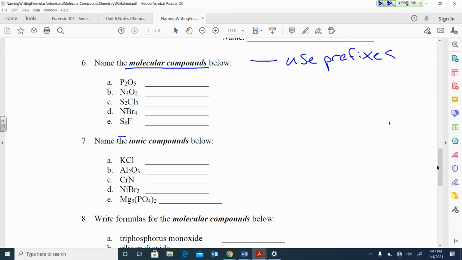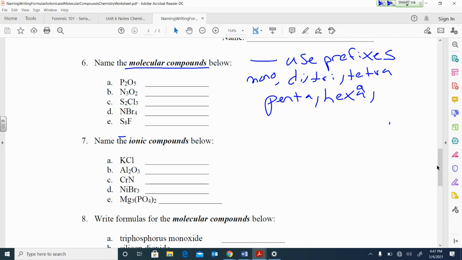This is when I tack on prefixes like di, tri, tetra, mono if it's the second element. So mono, di, tri, tetra, and then we have penta, hexa. I know it's so sloppy, guys. I hope you still have your notes. I will post this note sheet that has the prefixes in it. Hexa, hepta, then it's octa, nona, and deca. Okay, so that's 1 through 10. Deca is 10. Mono is 1.